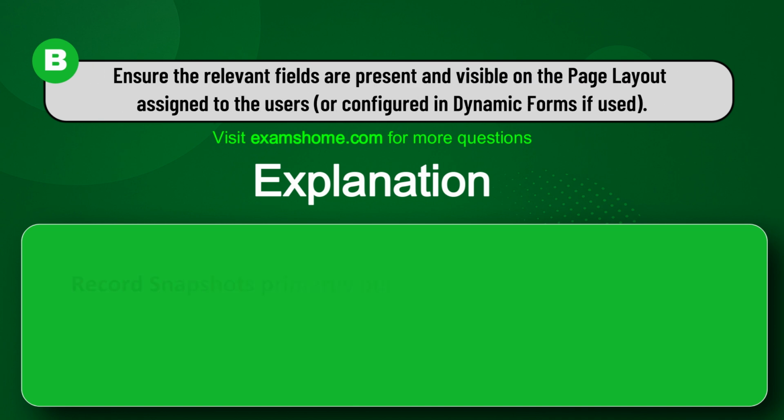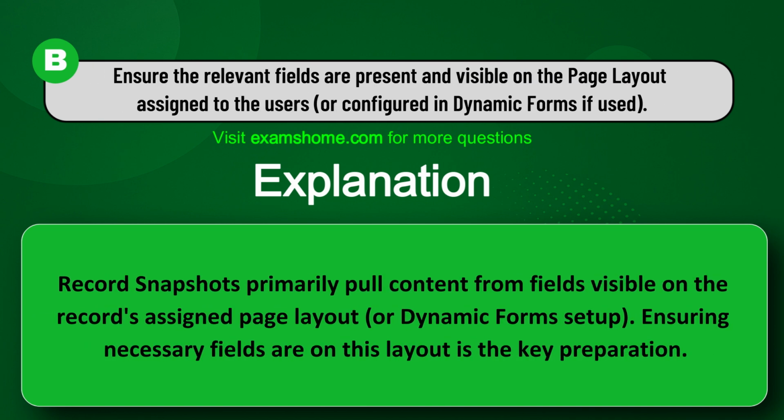C. Record snapshots primarily pull content from fields visible on the record's assigned page layout, or dynamic forms setup. Ensuring necessary fields are on this layout is the key preparation.